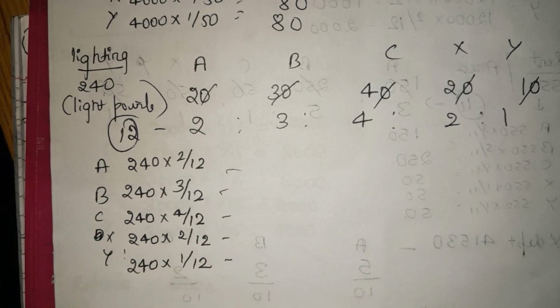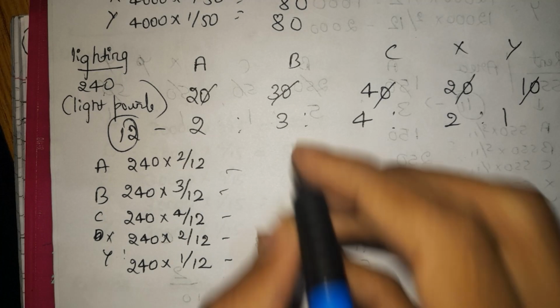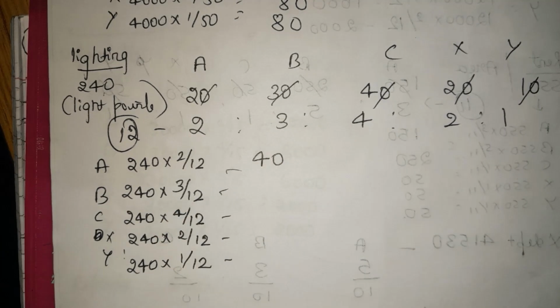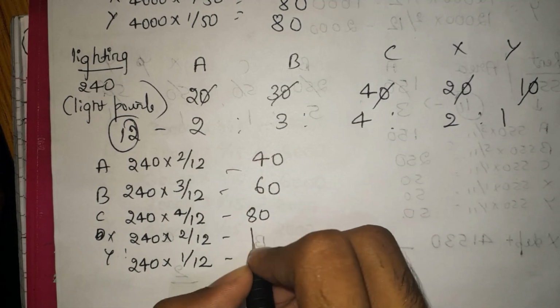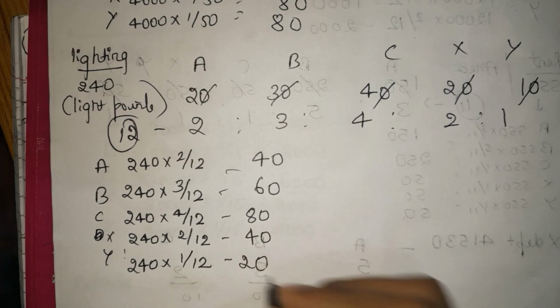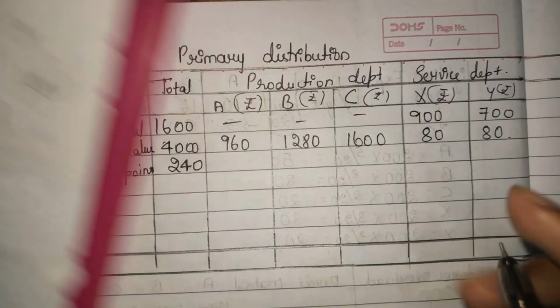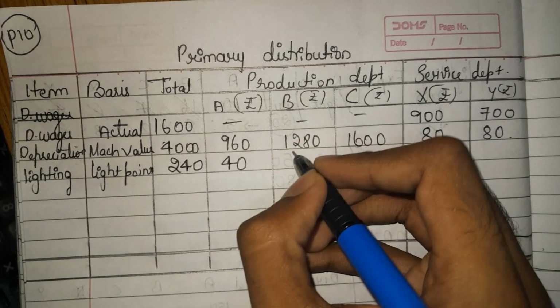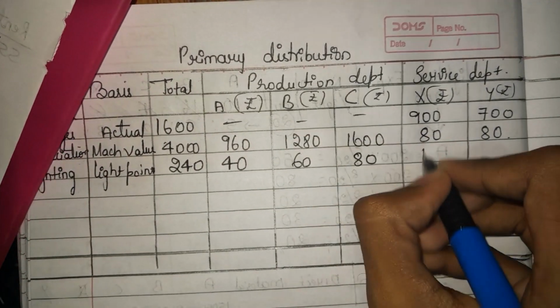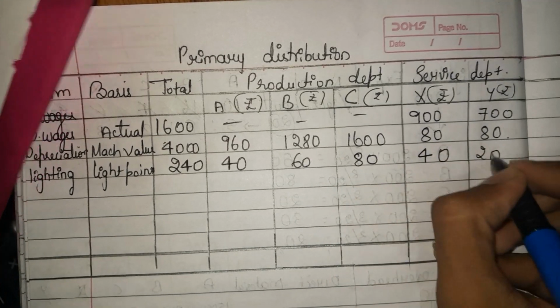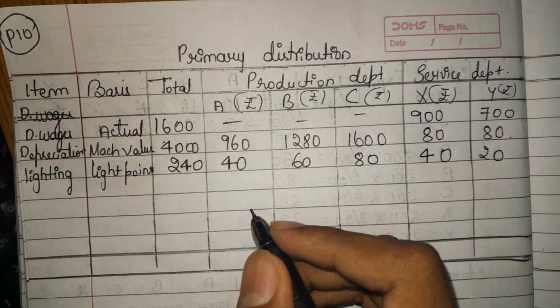Now 240 into 2 divided by 12 it will be 40. 240 into 3 divided by 12 it will be 60 and 240 into 4 by 12 will be 80. Then 2 is 40, then it is 20. Now this amount we need to write it here. A department 40, B department 60, C department 80, X department 40 and Y department 20.